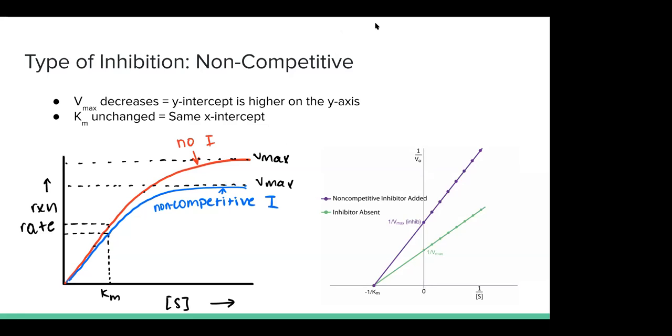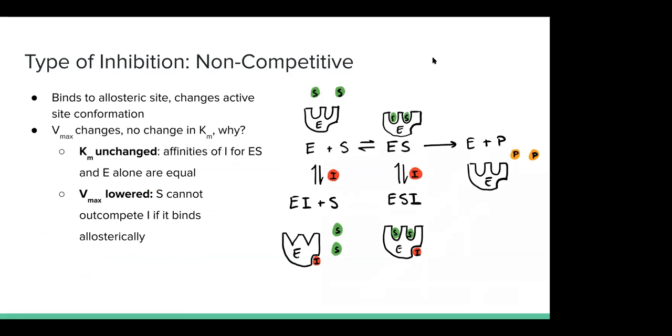Yeah, so I like to think of things as a story basically. You start out with your free enzyme and your free substrates, right? Your allosteric site is still empty, but where you have a non-competitive inhibitor present, it will bind to the allosteric site and change the conformation of the active site. So the substrate can no longer bind to the active site and no product can be formed.